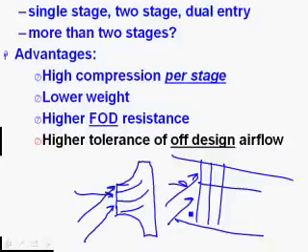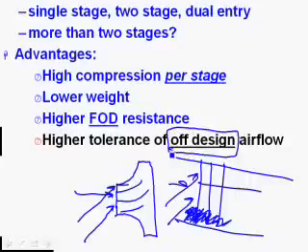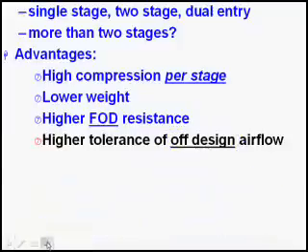For instance, if the air's coming in sideways, what about right here? It's going to mess up the airflow in this part of the blade. So axial compressor blades are more susceptible to airflow that is not what the engineer designed. That is, off-design airflow is not what the engineer wanted to occur. Centrifugal compressors can handle that and not have compressor stalls nearly as often.